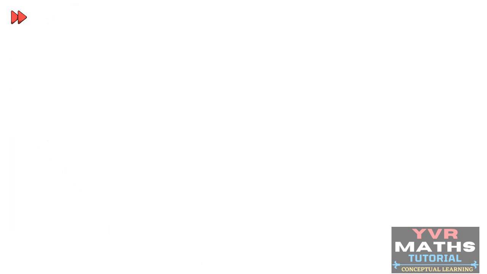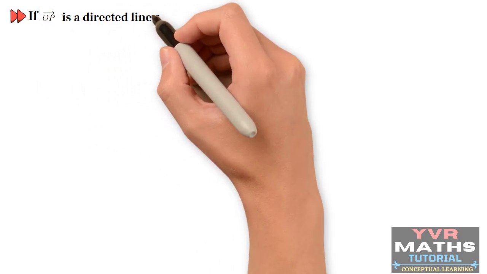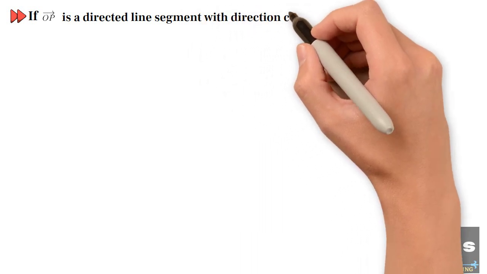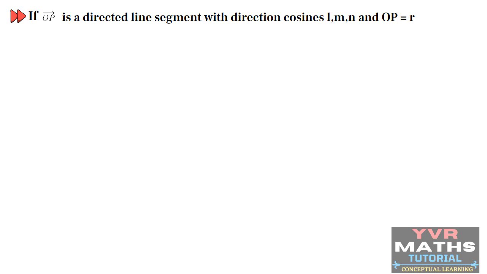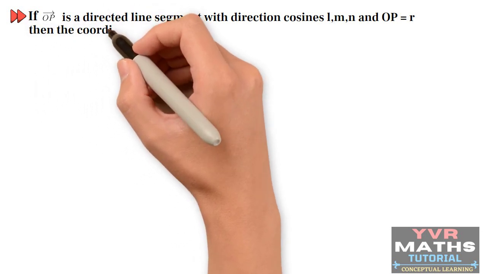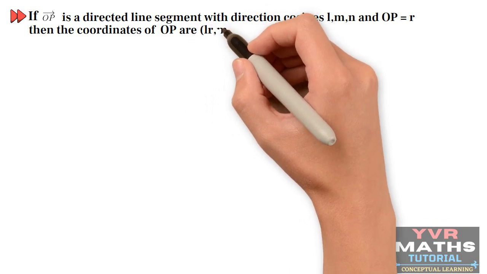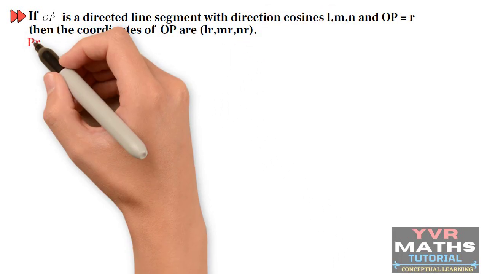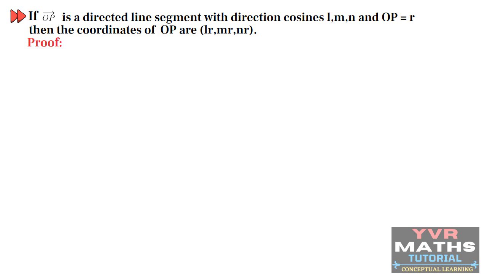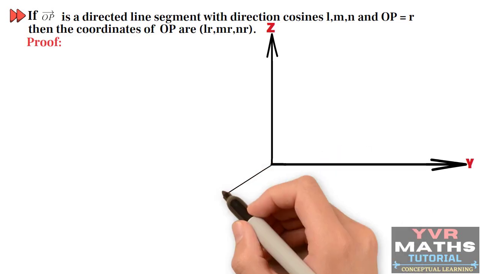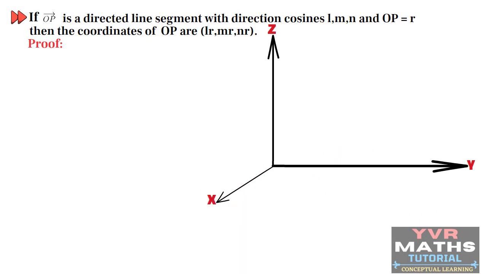Now we will discuss one more important point. If OP is a directed line segment with the direction cosines l, m, n and OP is equal to r, then the coordinates of P are lr, mr, nr. To discuss this, again I will consider a coordinate system. Let us take y-axis, z-axis, and then x-axis. The point of intersection of the coordinate axes is the origin.